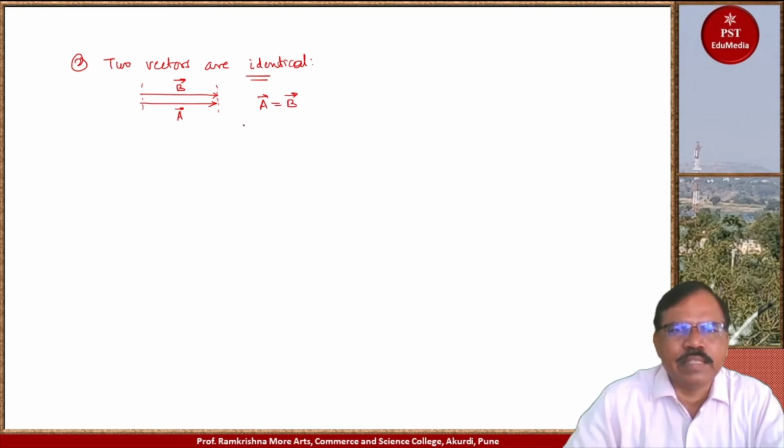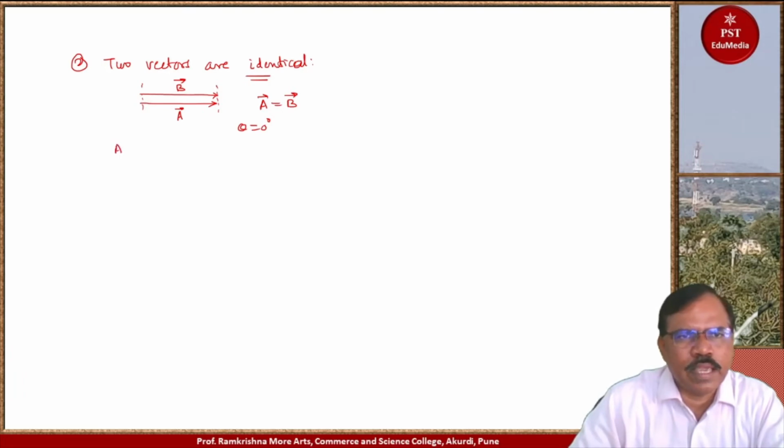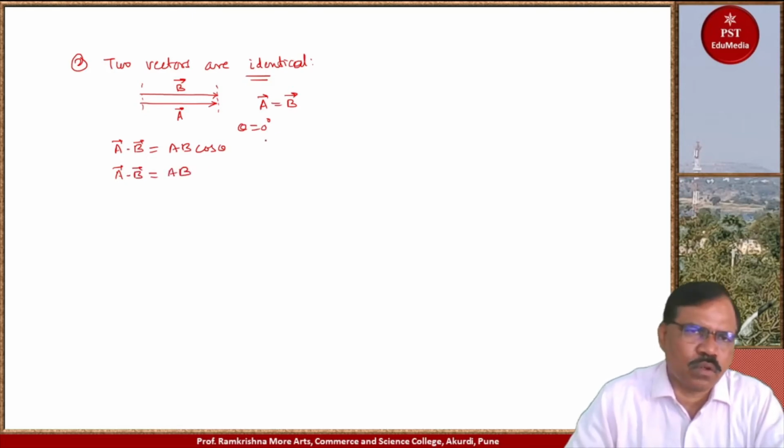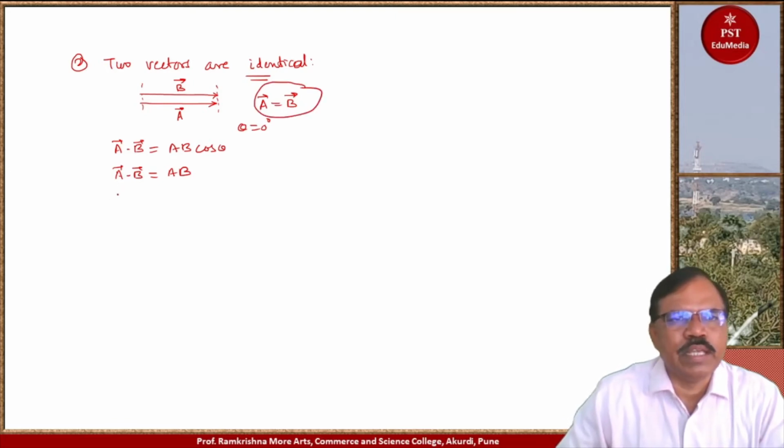Now the angle between them is 0. They are identical. So we know A dot B is equal to AB cos theta. So A dot B is equal to AB because cos 0 is 1. Now A equal to B, so we get A dot A is equal to A into A, that is A square.